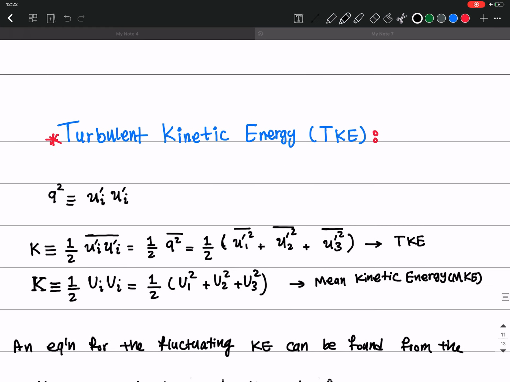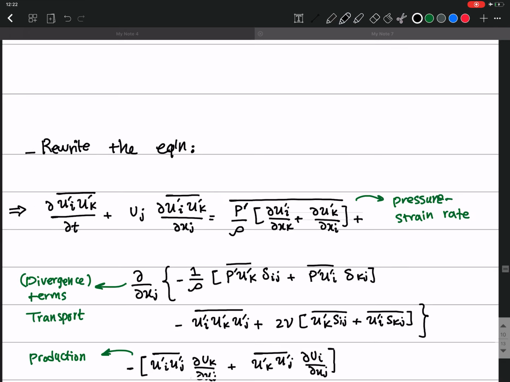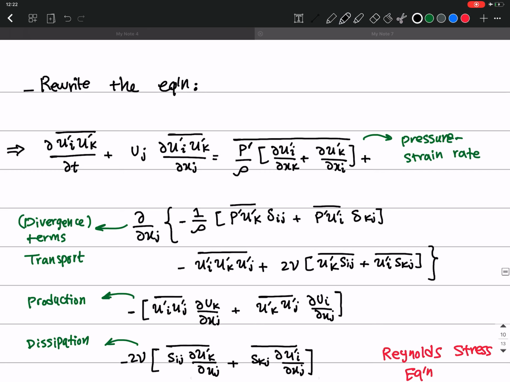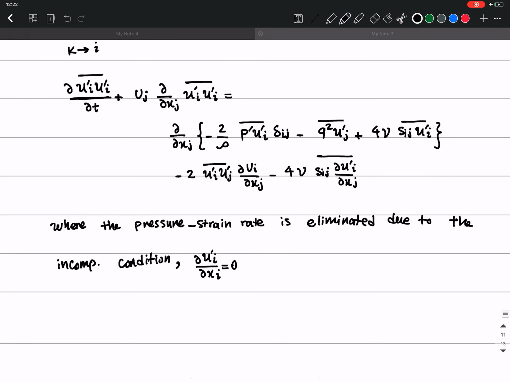Because we have this, when you make i equal to k, this term is going to be 0. Similarly, this term is going to be 0. When these two terms are 0, the whole pressure strain rate term that appears in the Reynolds stress equation is going to be 0 when we use it for the turbulent kinetic energy equation. So this is a little bit simplified compared to the original Reynolds stress equation.